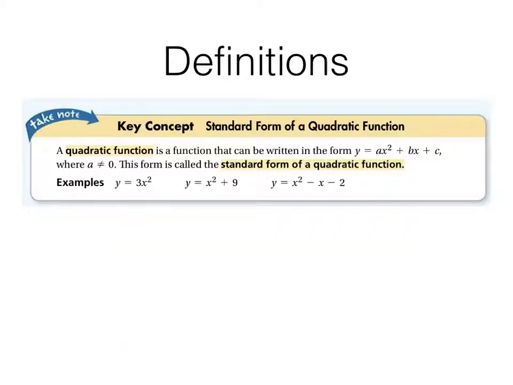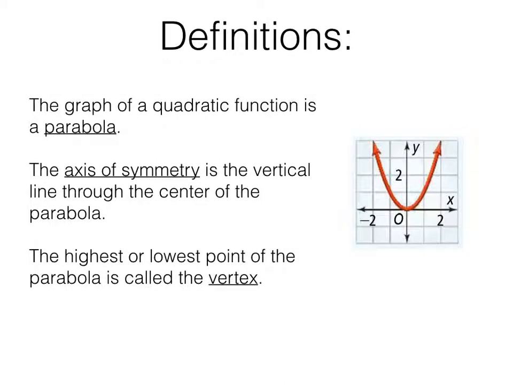Okay, a quadratic function is a function that can be written in the form y equals ax squared plus bx plus c, where a is not equal to 0. That forces the function to have an x squared term. This is called standard form of a quadratic function. Here you see 3 basic examples. The graph of a quadratic function is called a parabola, accenting the second syllable on the word parabola. Not parabola, it's not a disease.